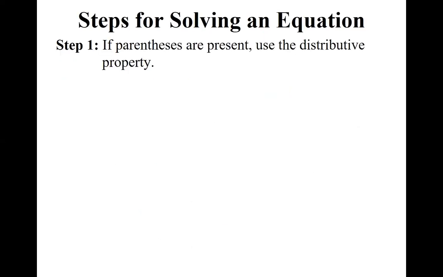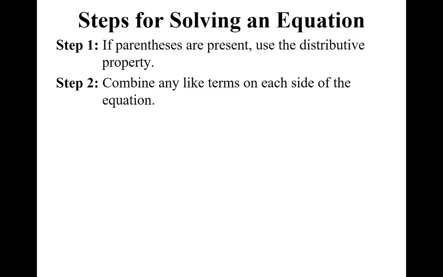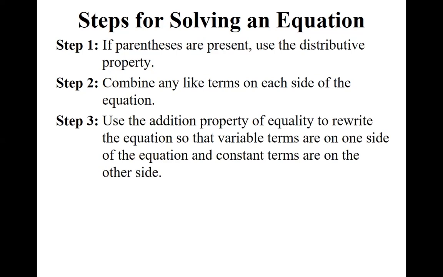So what have we seen? We've seen that the steps for solving an equation are, if parentheses are present, use the distributive property. Get rid of those parentheses. Then combine any like terms on each side of the equation. Combine like terms on the left, combine like terms on the right. Then use the addition property of equality to rewrite the equation so that variable terms are on one side and constant terms are on the other side.